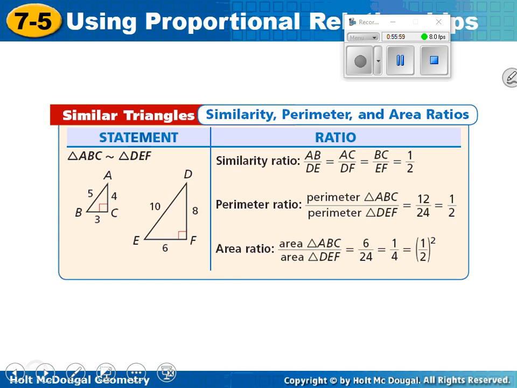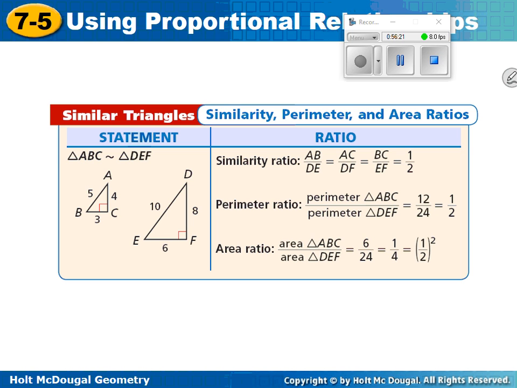Okay, last thing in the notes. This is probably the hardest part and very important. So look at this and then we'll be done. We're going to do one more example. This is our relationship from what we've learned about similar triangles and then how it relates to perimeter and area.